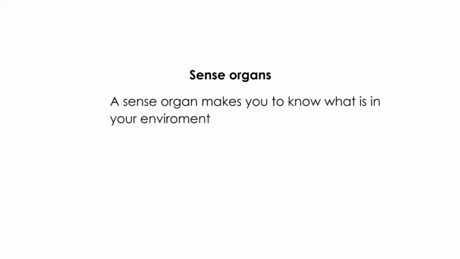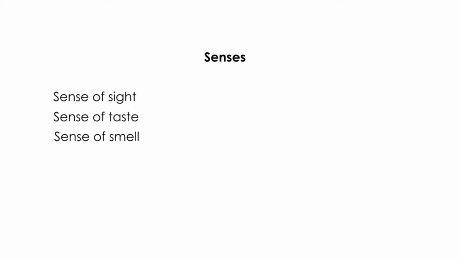Now, what is the use of a sense organ? A sense organ makes you know what is in your environment. And of course, there are a number of senses: the sense of sight, the sense of taste, the sense of smell, the sense of hearing, and the sense of feeling. And each of these senses has its own organ. Now we're going to look at some of these sense organs.